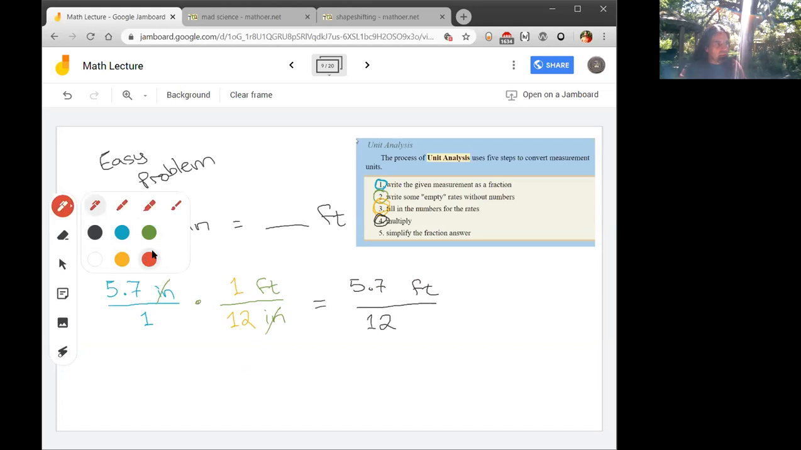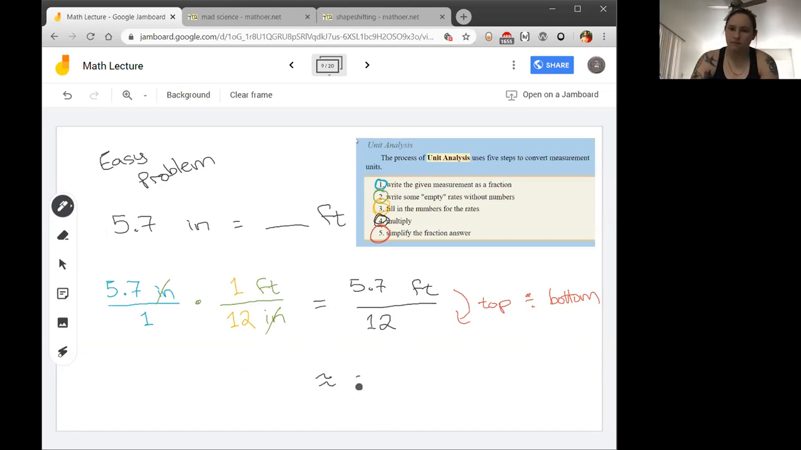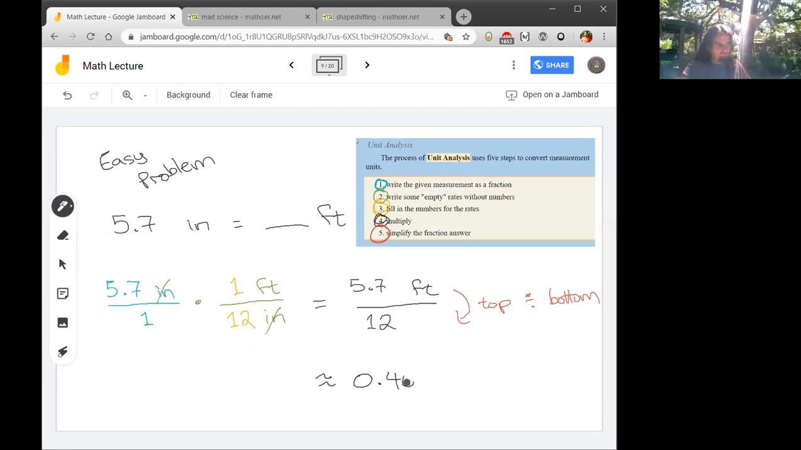And last, I'm going to simplify. How do I simplify any fraction into a decimal? I do top divided by bottom. You've seen that for turning fractions to decimals. You've seen that in other cases too. So 5.7 divided by 12 is about 0.46.